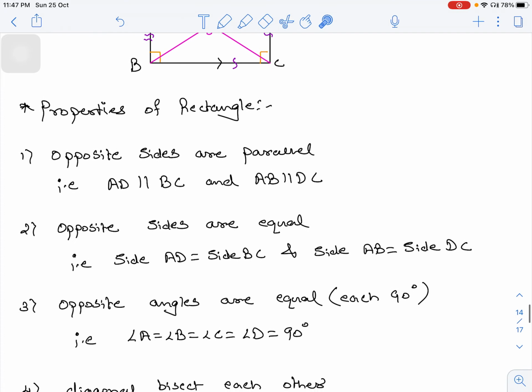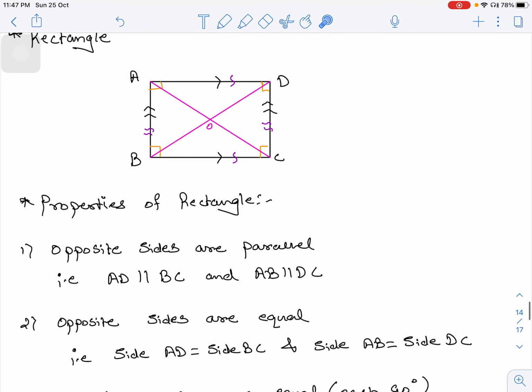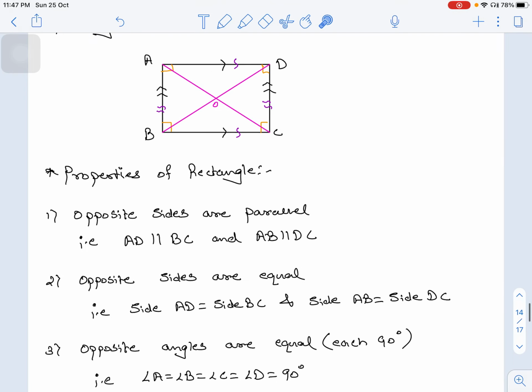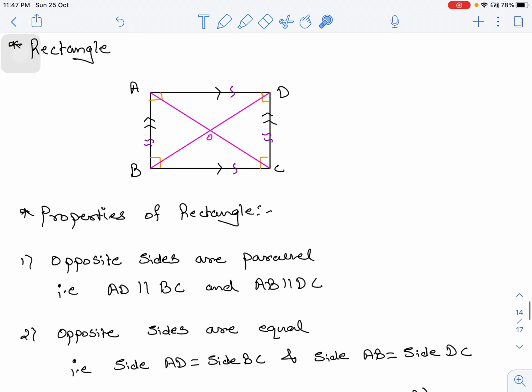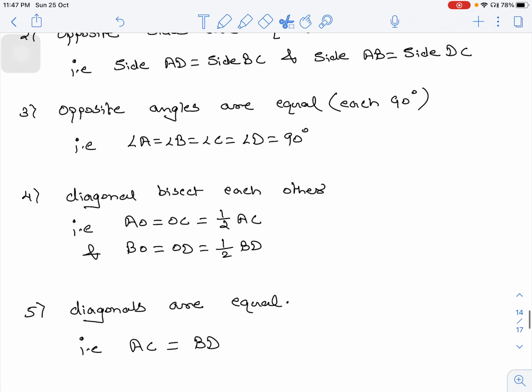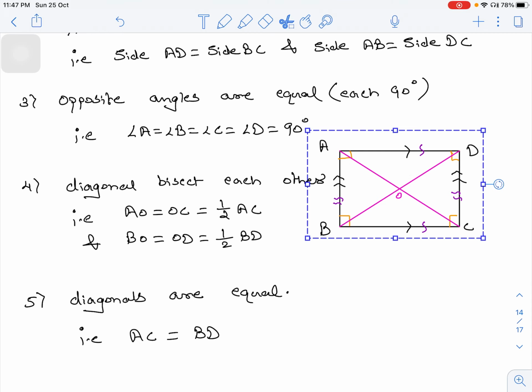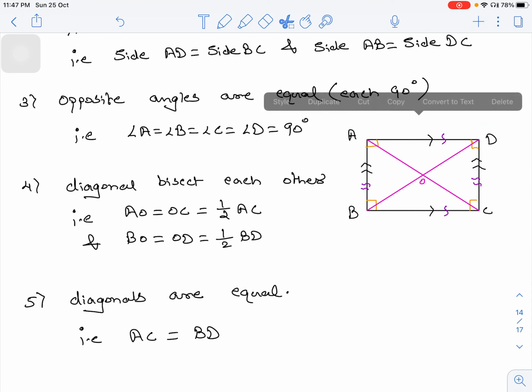The next property is about the diagonals. This is also a property of a parallelogram, that the diagonals bisect each other. Let me bring this figure down here so it will be easy for us to understand. Now opposite angles are equal and all angles are equal to 90 degrees. So we get angle A equals angle B equals angle C equals angle D equals 90 degrees.